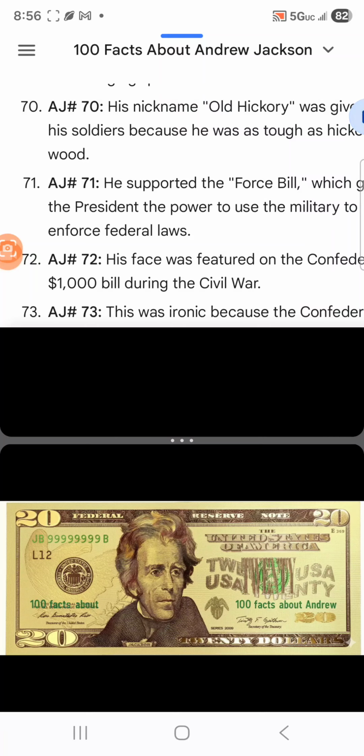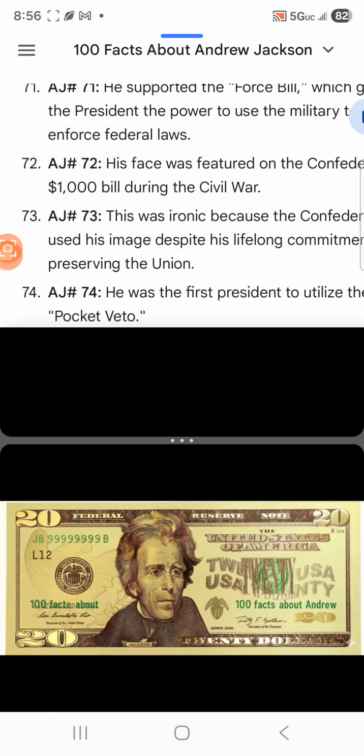72. A.J. number 72. His face was featured on the Confederate $1,000 bill during the Civil War. 73. A.J. number 73. This was ironic because the Confederacy used his image despite his lifelong commitment to preserving the Union. I guess that's another ironicity, like the first ironicity. He was used as the face for the Confederates, even though he was for the Union, and he's used as the face of the banks on the $20 bill, even though he's against the banks and against paper currency. Just a life full of irony.